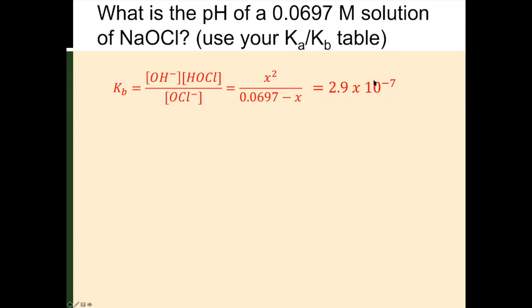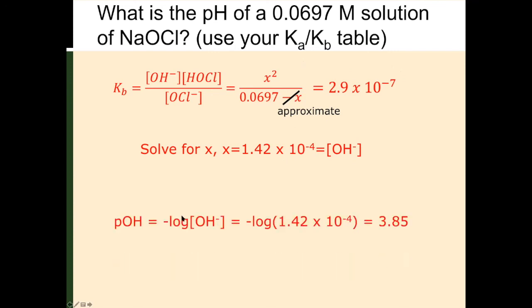Once again, if I multiply that times 100, it's much smaller than this number that I'm subtracting from, so I can approximate. Then I just multiply both sides by 0.0697, and I take the square root of both sides to solve for x. If you do that, you get 1.42 times 10 to the minus 4, which once again, if you look at your table, is a hydroxide ion concentration. So I can change that to a pOH, take the negative log of that number, and subtract that from 14, and I get the pH. So the pH is 10.15.